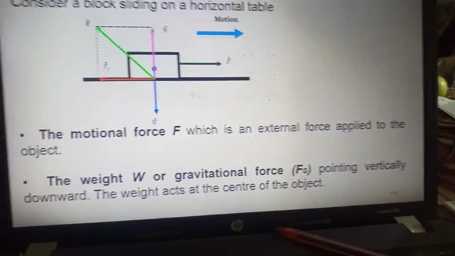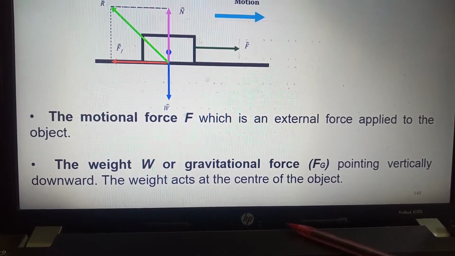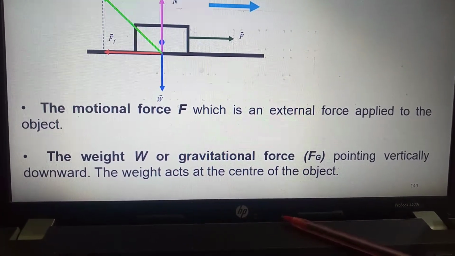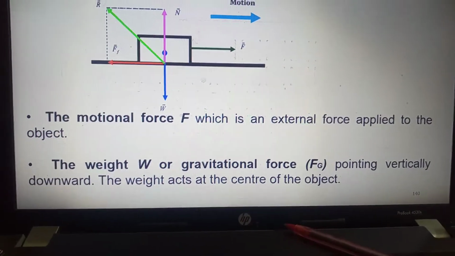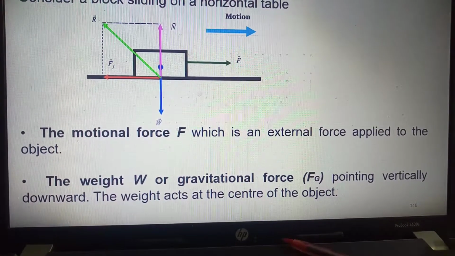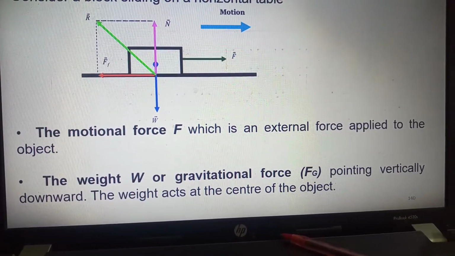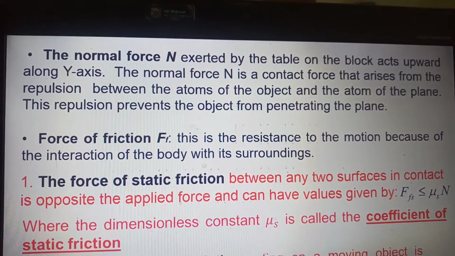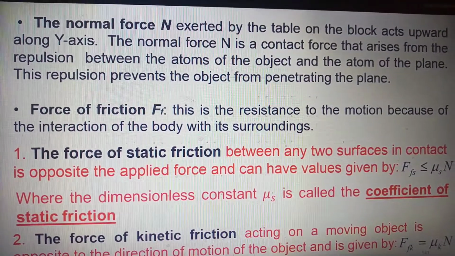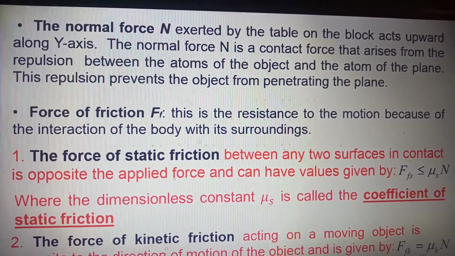And here come the definitions. The motional force is a force which is exerted in the direction of motion, while the weight or the force of gravity, the gravitational force Fg, is the force that the body exerts vertically downward on the surface, a vertically downward force, meaning the weight of the body. The normal force N or Fn, as I told you, is the force that the surface exerts on the body in a direction perpendicular to the plane.